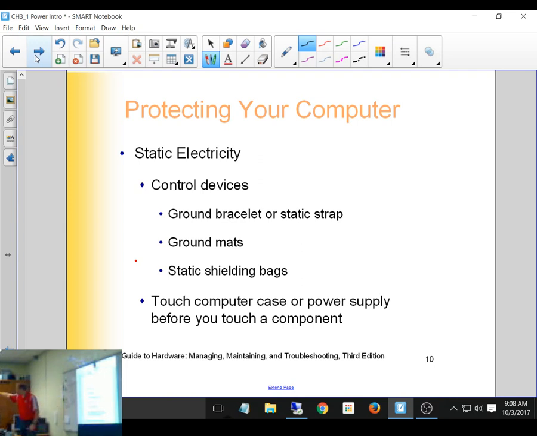But the point of those is really not when it gets here, it's everywhere it goes along the way in that cardboard box before it gets to me, to make sure it gets here good. Okay? And I've already said this. Touch the computer case power supply before you touch any component.